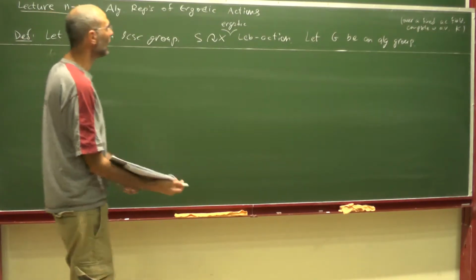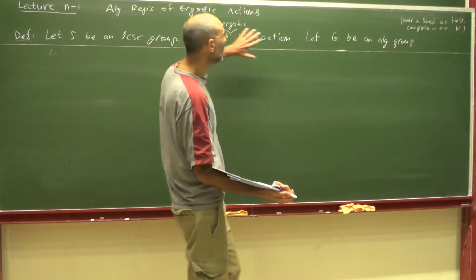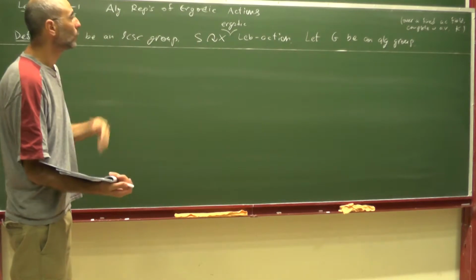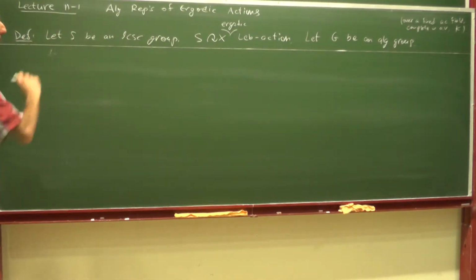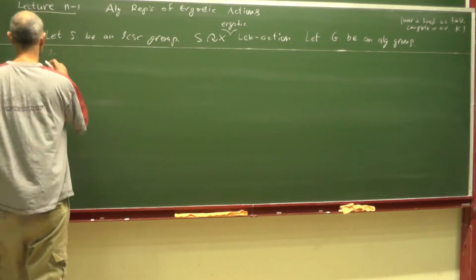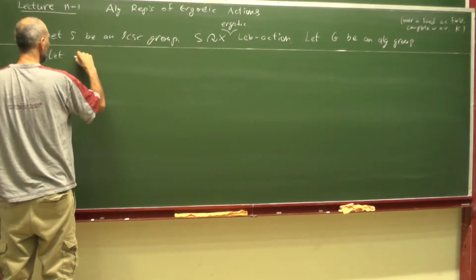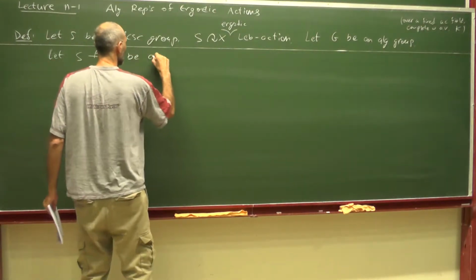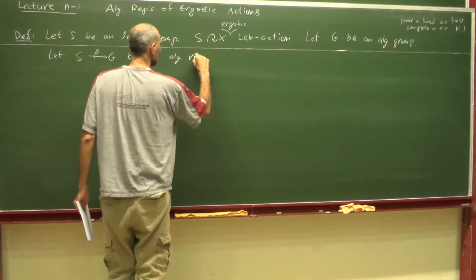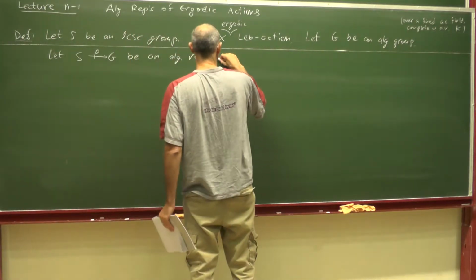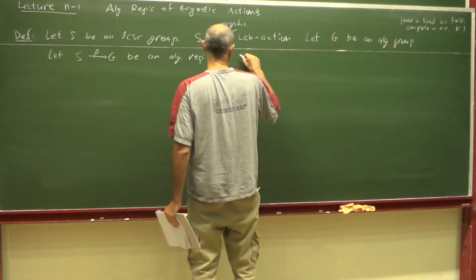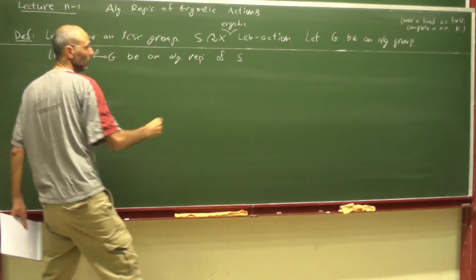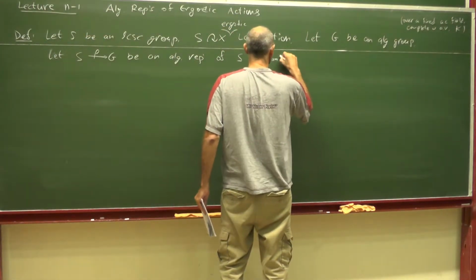So somehow we have, on the left-hand side, ergodic theory. On the right-hand side, I'm having algebraic geometry or algebraic groups, and I'm having a connection between the two. Let rho be an algebraic representation of S. So in other words, this just is a continuous homomorphism.